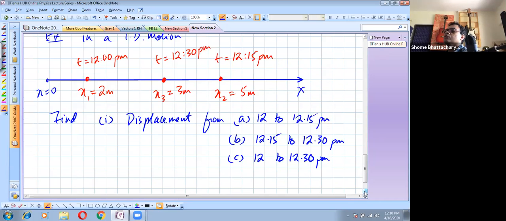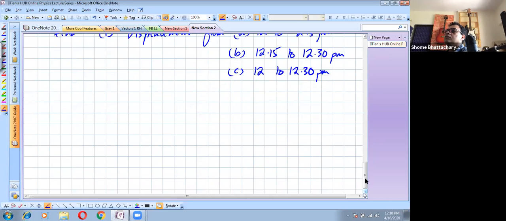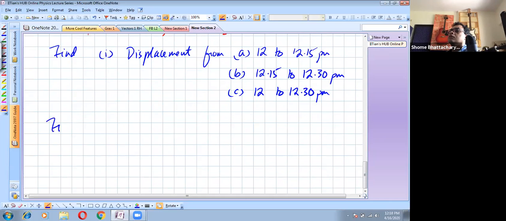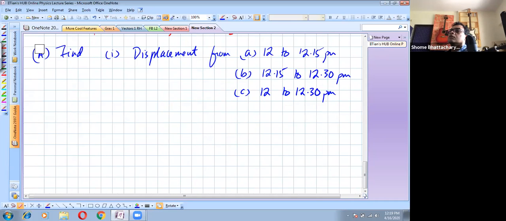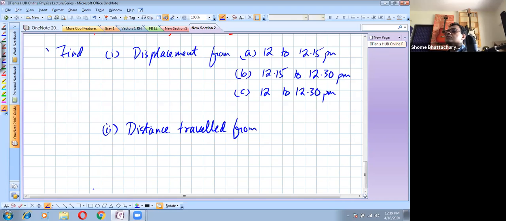And then let's also find over here, as the next part of the question, the B part of the question, the distance traveled. So the second part of the question, let us find distance traveled, again from all these parts.